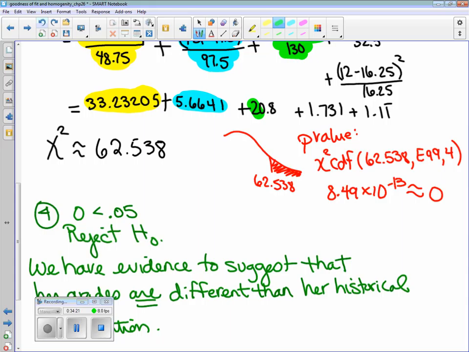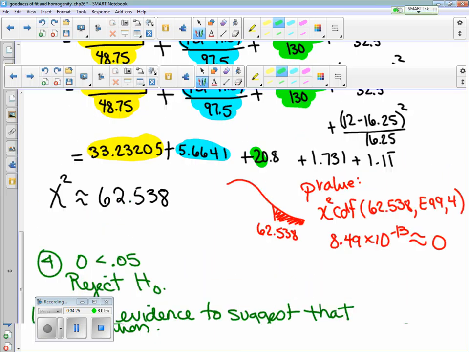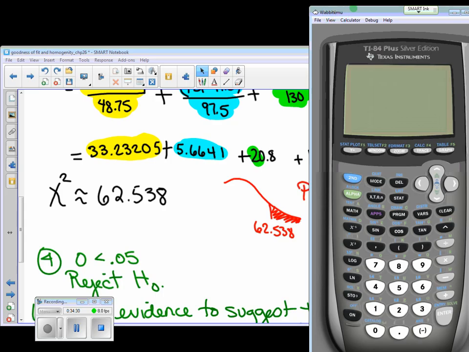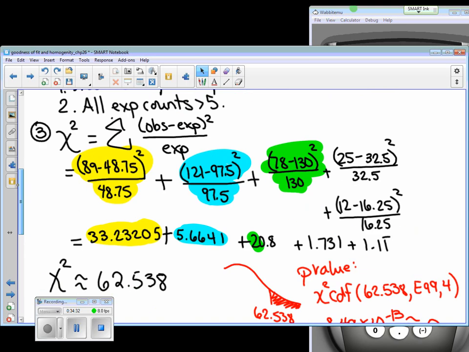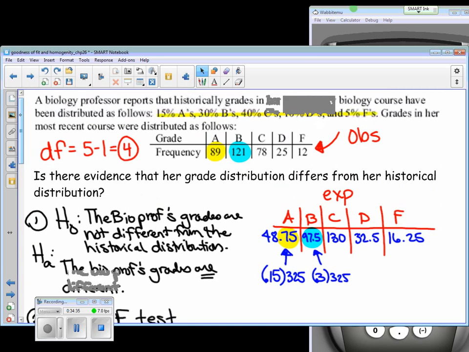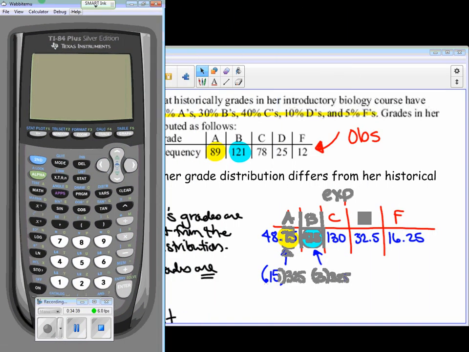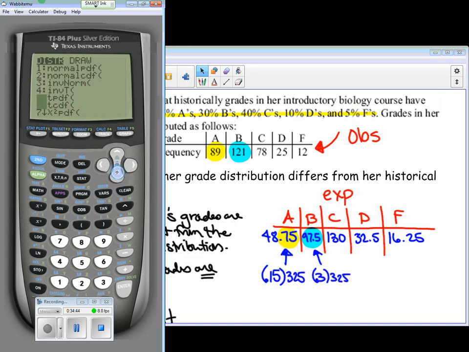Do you want me to show you how to do it on the calculator? Please, Mrs. Natter. Okay, so let's do it. All right. What I'd like for you guys to do is to get your calculators out and find where chi-squared goodness of fit test is. There are actually 2 chi-squared distributions. If you go to stat tests, not option 7, keep scrolling. There you go.